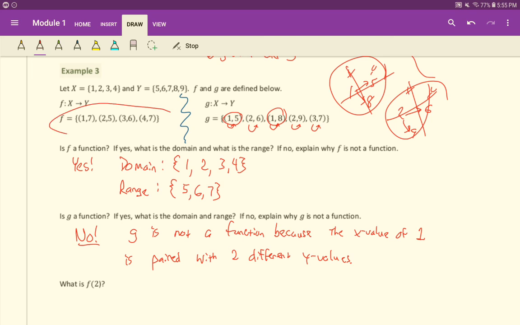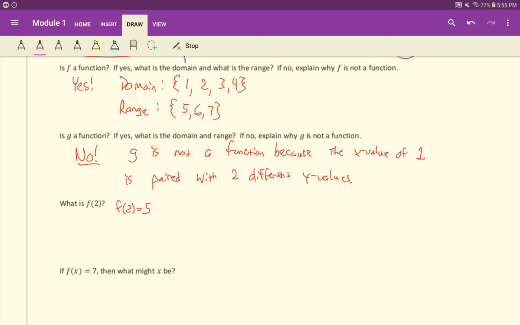So we go back up to our ordered pairs here. Look at those ordered pairs. What is the matching y value when x is 2? Hopefully you said 5, right? There's the x value of 2 and it's paired with 5. So f of 2 is 5.